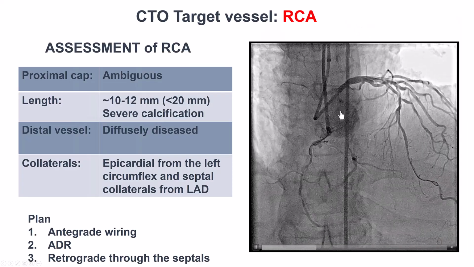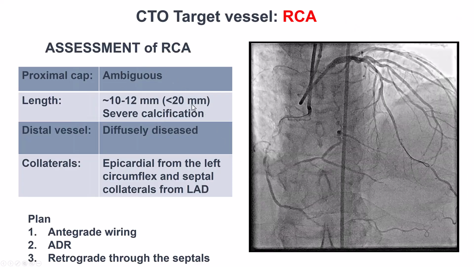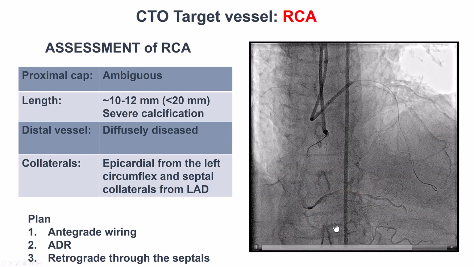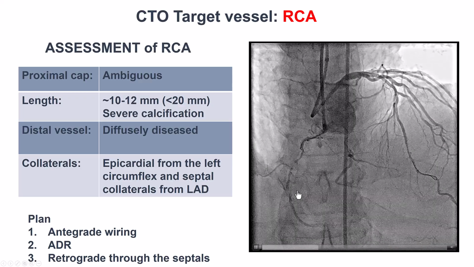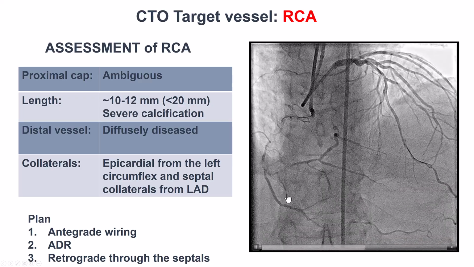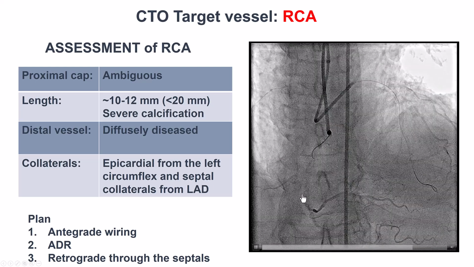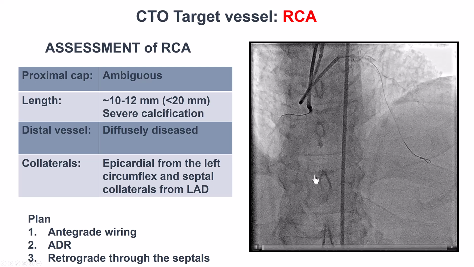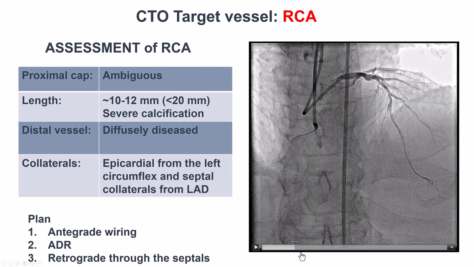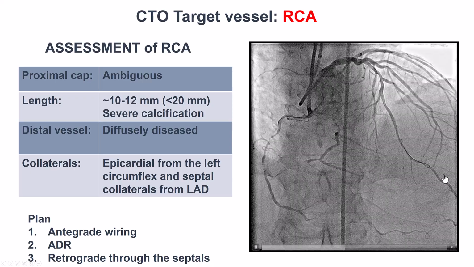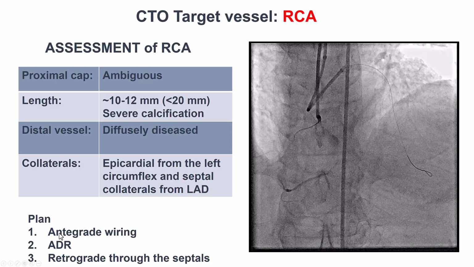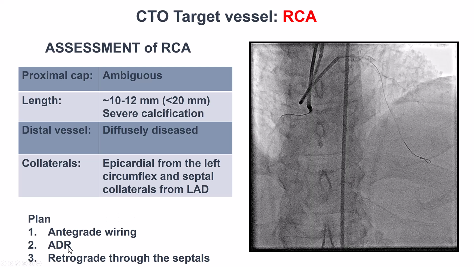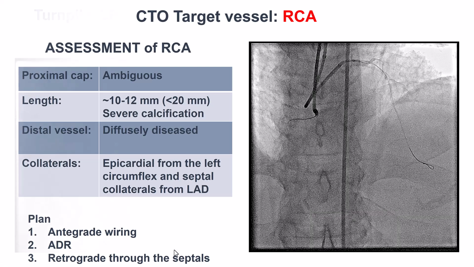And to summarize, we do have an RCA CTO with an ambiguous cap at the takeoff of this large acute marginal. The occlusion length appears to be short, but there is heavy calcification, both proximal and within the occlusion, and distal to the occlusion. The distal vessel had some disease, but it was of good caliber. And then there were both epicardial as well as septal collaterals filling the distal vessel. Based on this, our approach was to first try antegrade wiring. If it didn't work, ADR. If it didn't work, retrograde through septal collaterals.